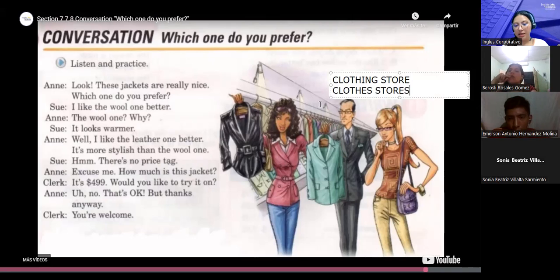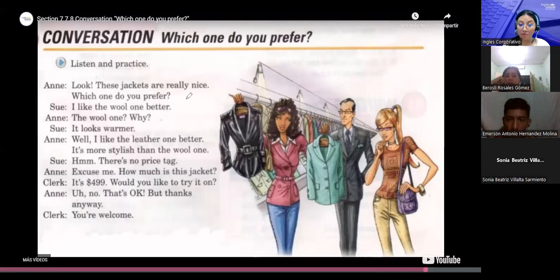Of course, in a clothing store, you can find clothes and also you can find shoes. Shoes, clothes, accessories, probably bags, backpacks, at least, I guess. Like, we can find those kind of items. Makeup? Probably makeup, right? Clothes store.